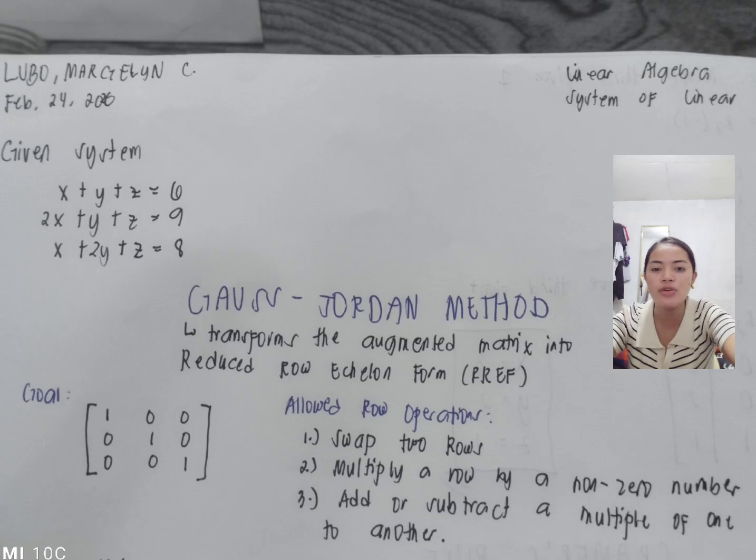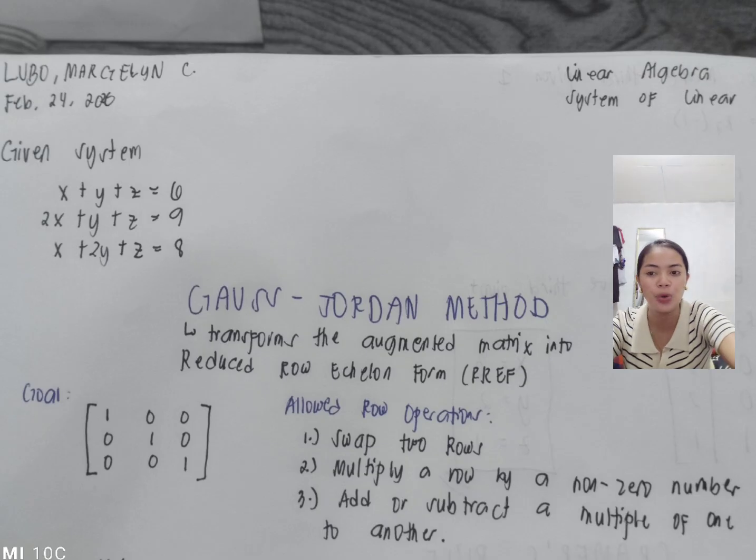Now, we use three allowed row operations. The first one is we are allowed to swap two rows. The next one is we are allowed to multiply a row by a non-zero number. And the third one is we are allowed to add or subtract a multiple of one row to another.